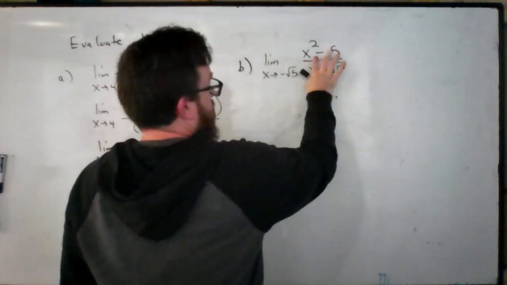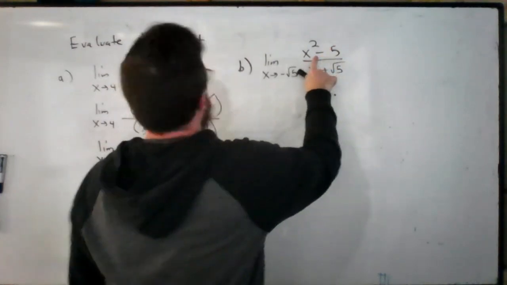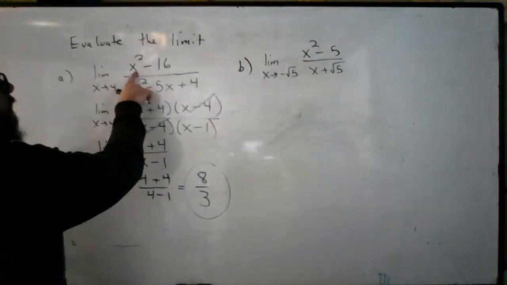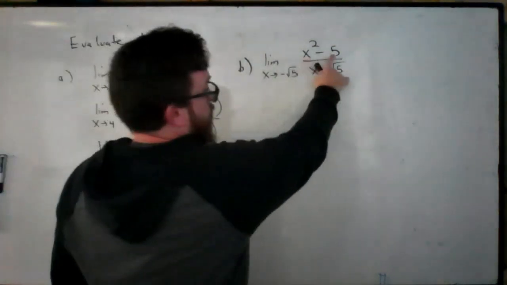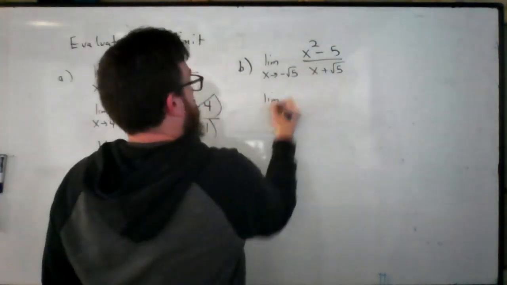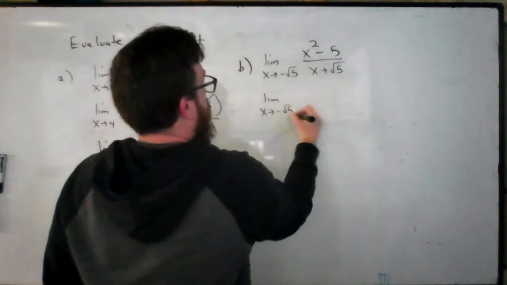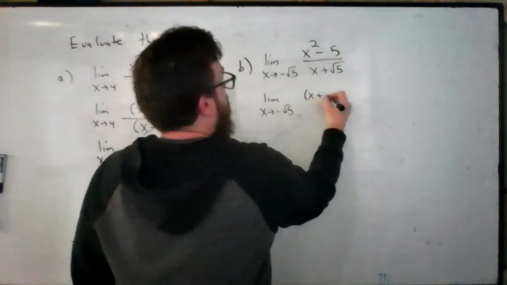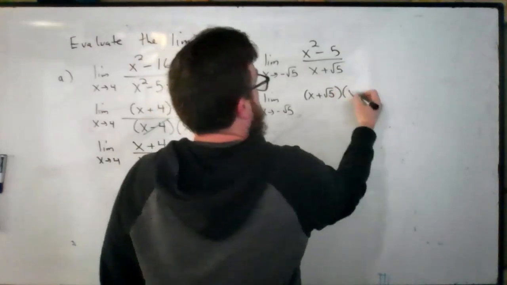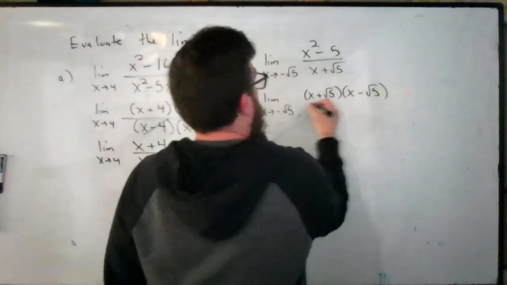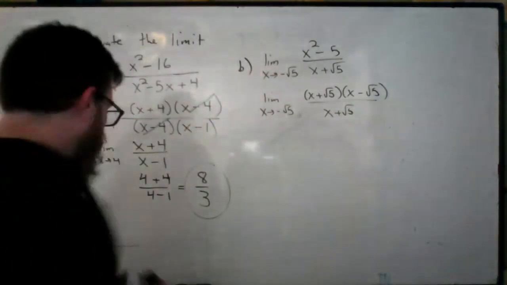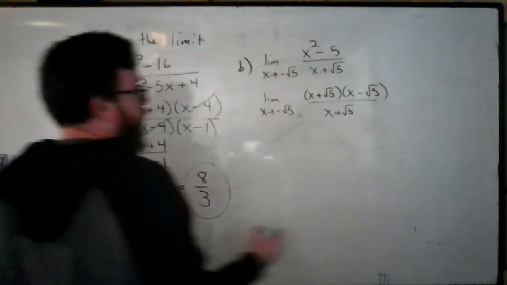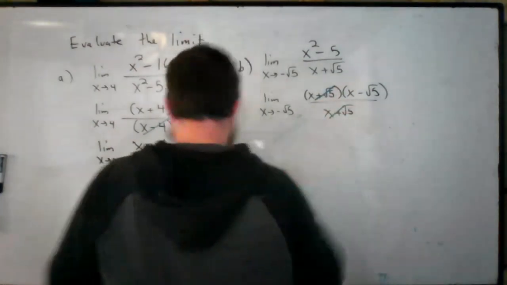So notice that this is a difference of squares, even though it doesn't look like it. This thing factors into the square root of this plus or minus the square root of this, so it'll be the same thing. So this is going to be the limit as x approaches minus root 5 of (x plus root 5) times (x minus root 5) all over (x plus root 5). And then they share that common binomial again of x plus root 5.